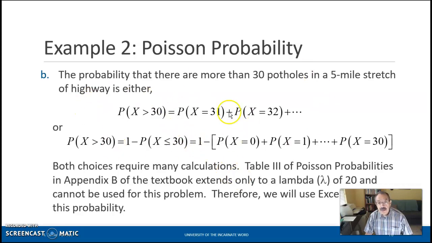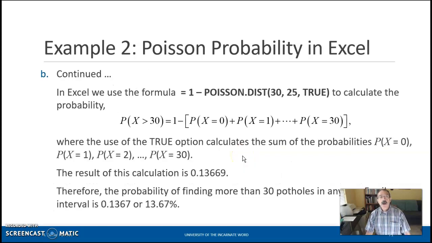The reason I included this problem is to show you the limitations that we run into when we rely on tables of probabilities. Here, software is the best choice to calculate probabilities. All right, so in Excel, we're going to use the formula 1 minus Poisson.dist(30, 25, true).